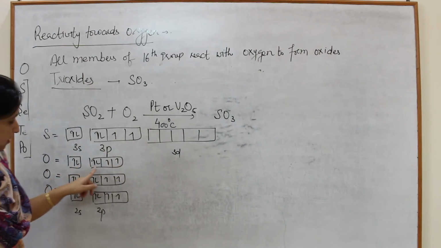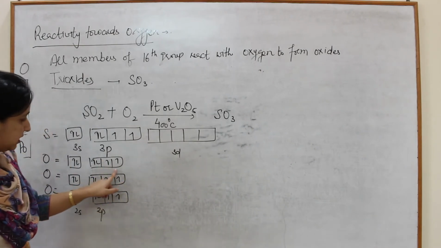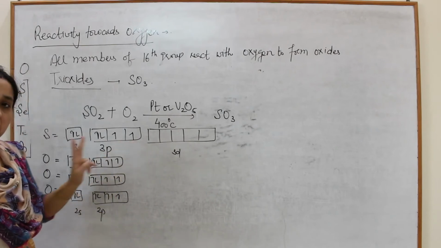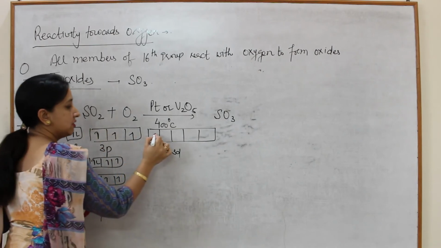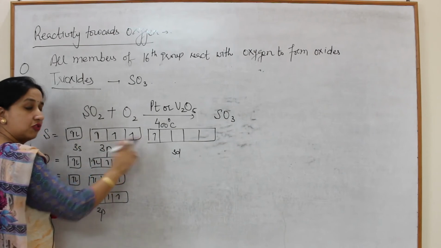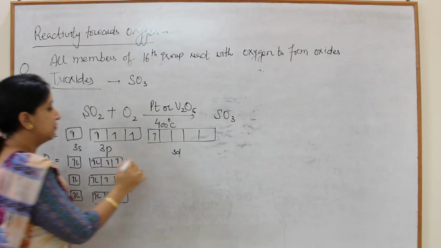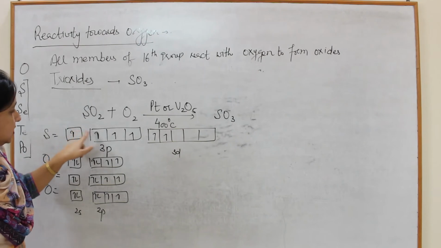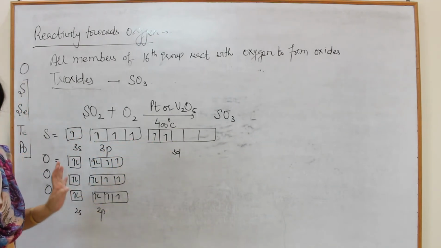The formation of bonds will require 6 unpaired electrons. Here are only 2 unpaired electrons. So first this electron will excite from 3p to 3d. Now there will be 4 unpaired electrons. Next, this electron will also excite from 3p to 3d. So there are a total of 6 unpaired electrons.